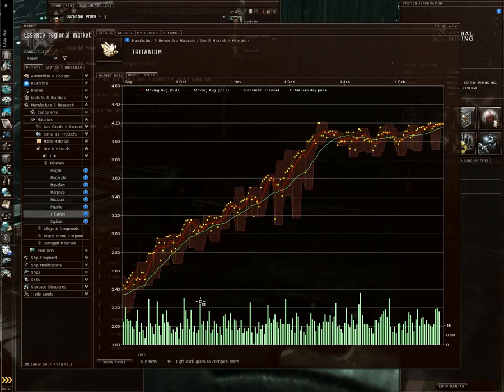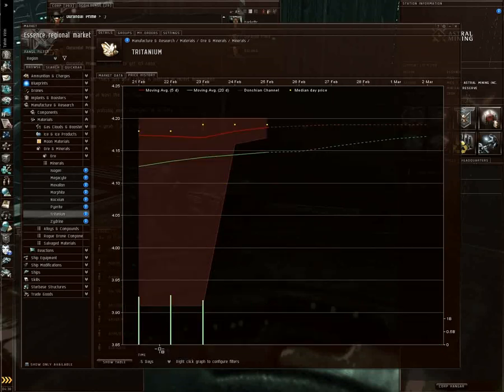Have we covered everything? I actually think we did. So what you want to do is always look at your red line, and that will be able to tell you the trend. We might actually just go to one last thing.